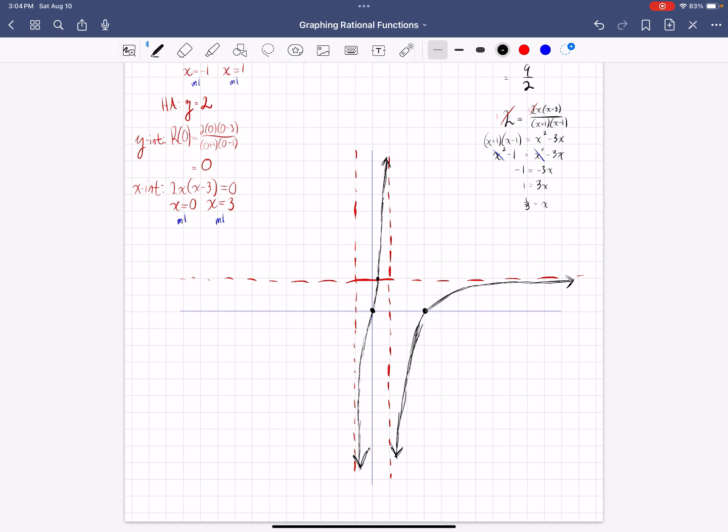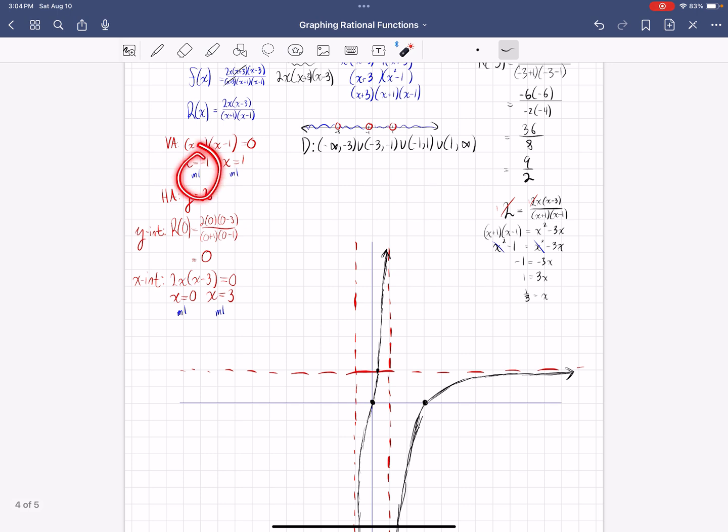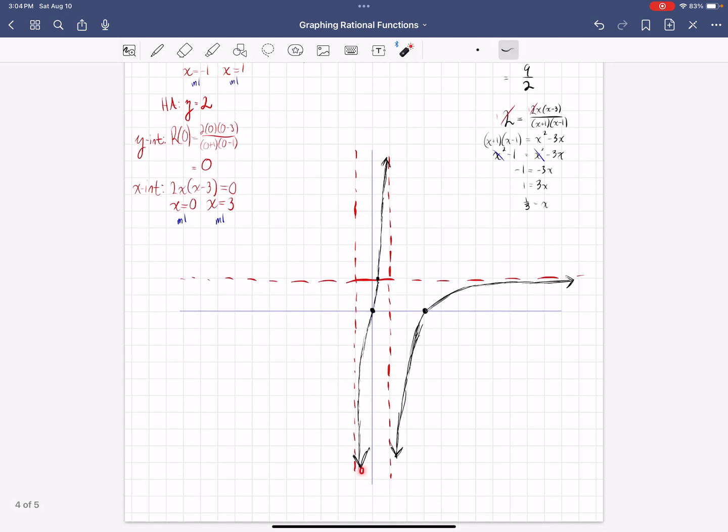And then, one last thing. The vertical asymptote x equals -1, its multiplicity is 1. So just like the other vertical asymptote, we have the opposite behavior on either side. On the right side, we went down. So on the left side, we'll go up.